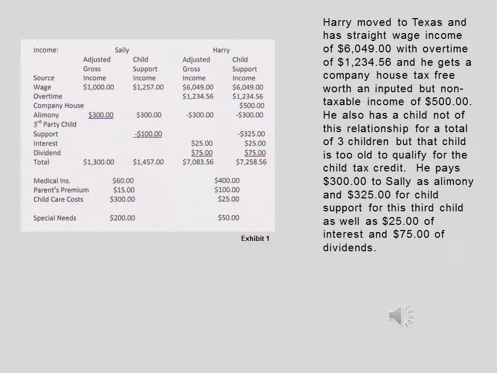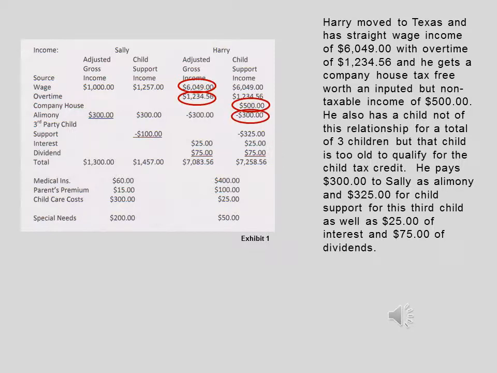Harry moved to Texas and has straight wage income of $6,049 with overtime of $1,234.56. And he gets a company house tax-free worth an imputed but non-taxable income of $500. He also has a child not of this relationship for a total of 3 children, but that child is too old to qualify for the child tax credit.